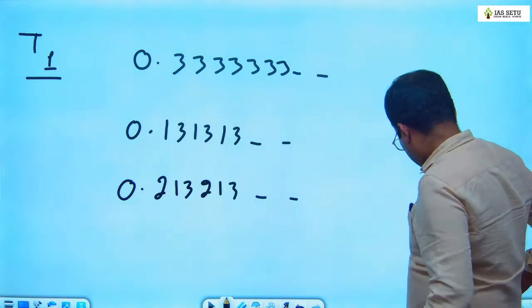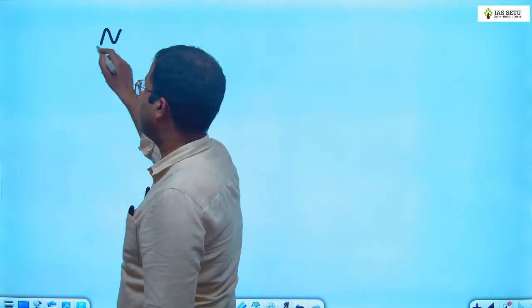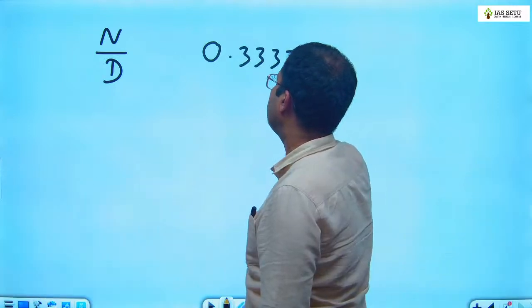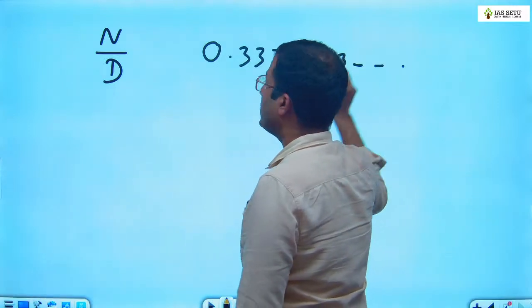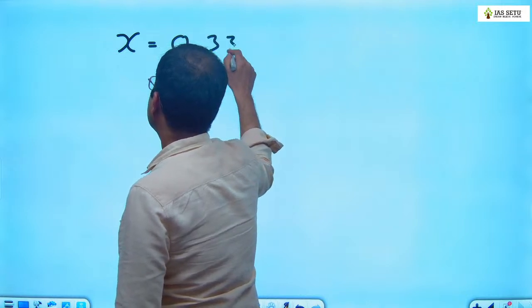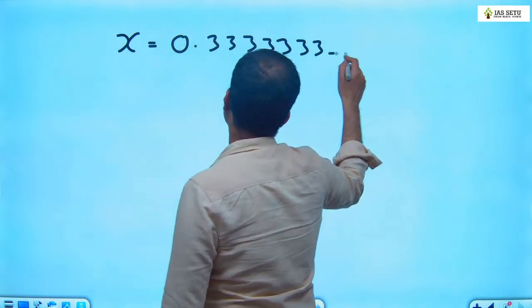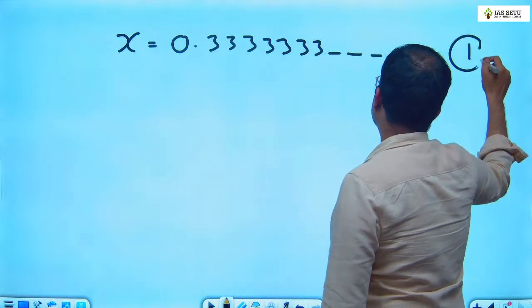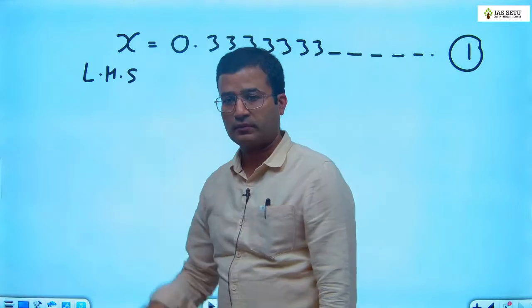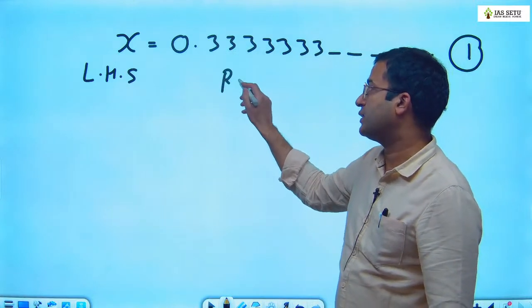Okay. So now here, first I tell you the long method, which is the NCERT based method. In our fraction, we have numerator upon denominator. So our question is, we have to convert 0.333 into a fraction. So what we will do, we write it as x. x is equal to 0.333. This is our equation number 1. This is called the left hand side and this side is called the right hand side.